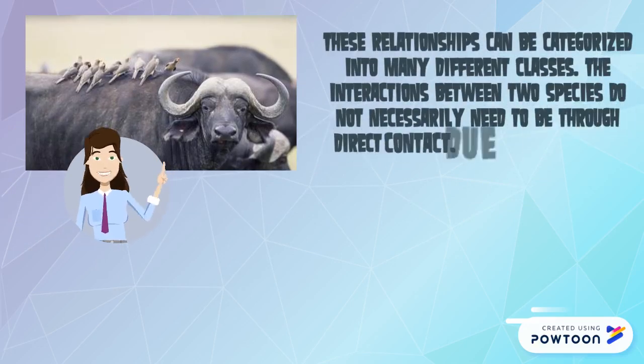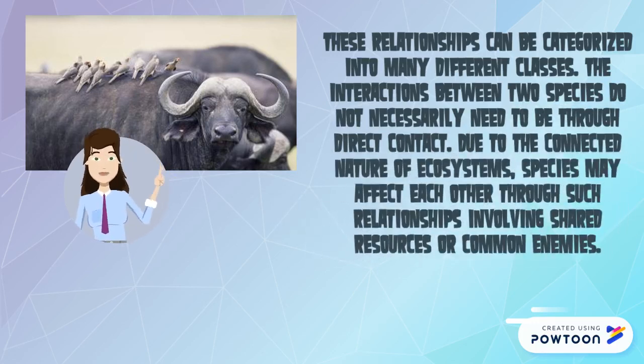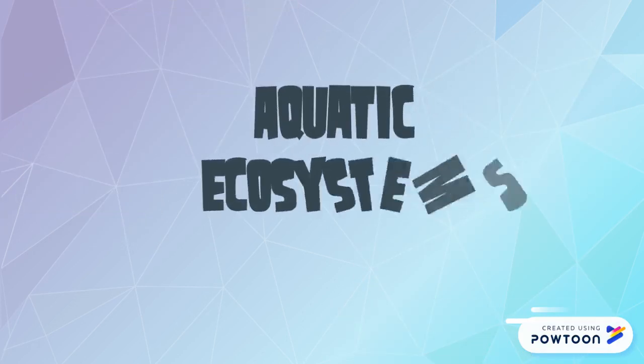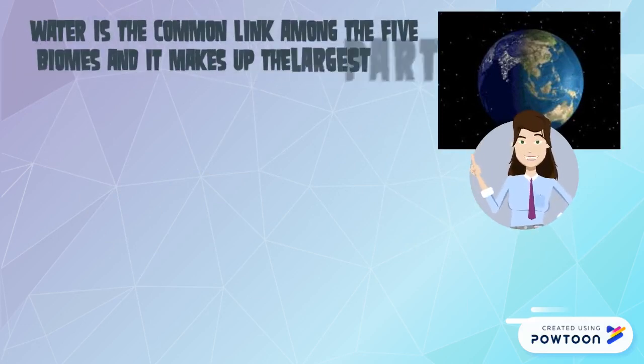The interactions between two species do not necessarily need to be through direct contact. Due to the connected nature of ecosystems, species may affect each other through such relationships involving shared resources or common enemies.